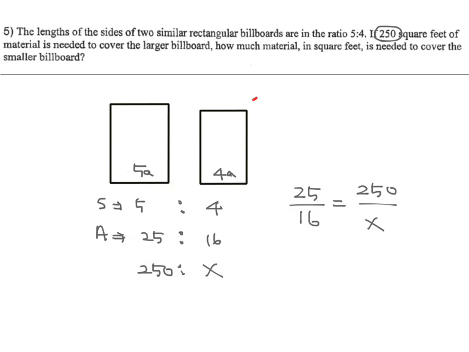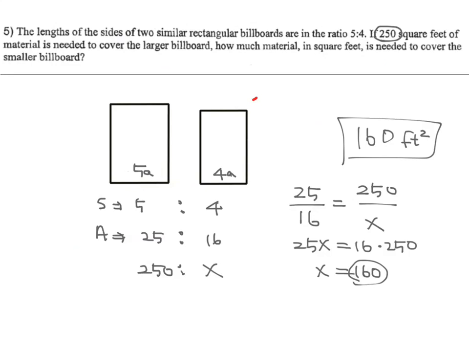Some of you might have noticed that we just have to multiply the first ratio by 10, then top and bottom, by 10 we get x, or we can just cross multiply. 25x is equal to 16 times 250, and then when you divide by 25, x will be equal to 160, one way or the other. So our answer will be 160 square feet. That becomes our answer.